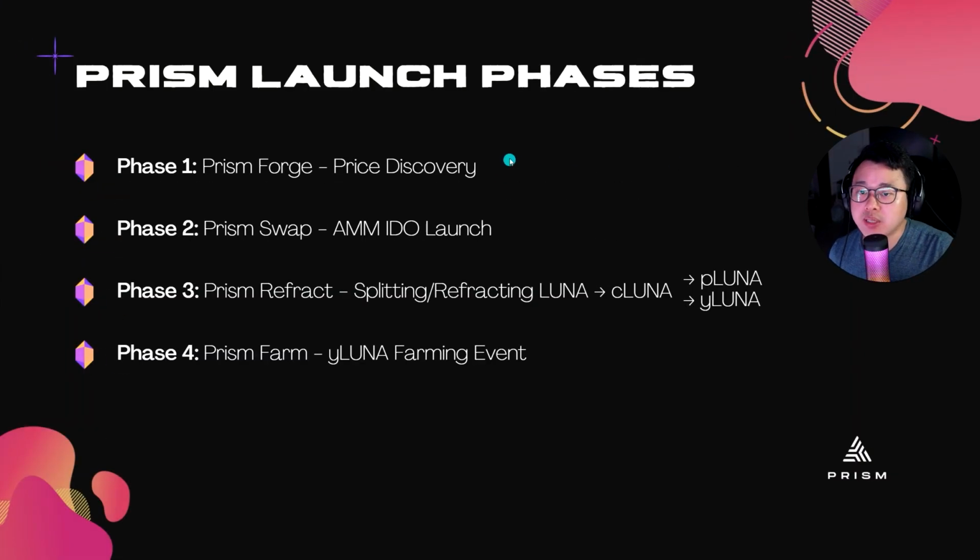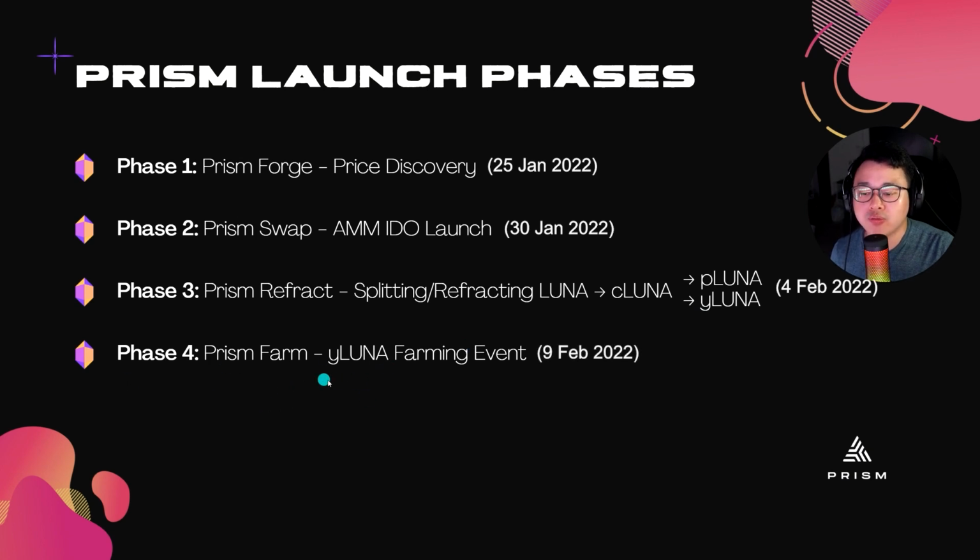So let's explore the Prism launch phases. Phase 1 is the Prism Forge, where you get to change your UST into Prism through a price discovery mechanism, similar to Mango Markets, but with some improvements to it. Phase 2 will be Prism Swap, which is the AMM IDO launch where you swap your UST into Prism. And then Phase 3 is Prism Refract, where you get to split or refract your LUNA into cLUNA or collateral LUNA that is then used to mint pLUNA and yLUNA. And Phase 4 is Prism Farm, where you get to farm yLUNA.